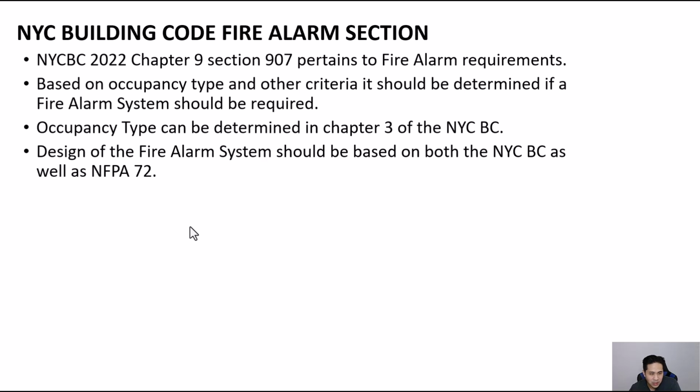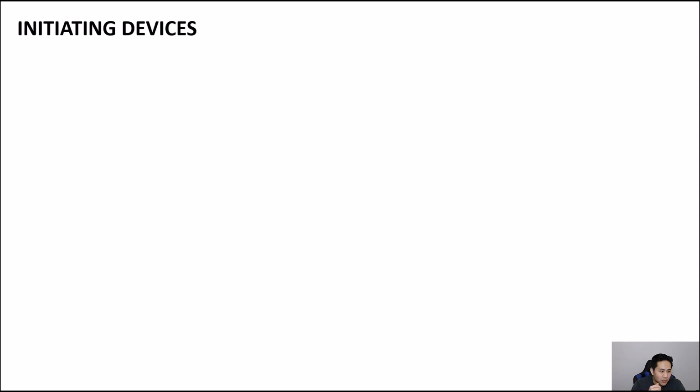There might be other codes, but those are the two main codes that should be followed when designing the fire alarm system. So in a fire alarm system, you have initiating devices as well as notification devices. So I'm going to talk about the initiating devices first.